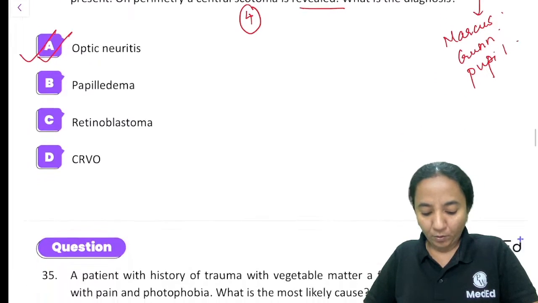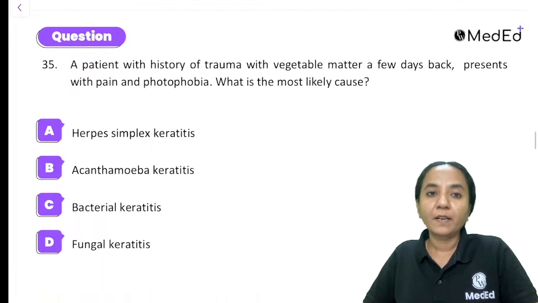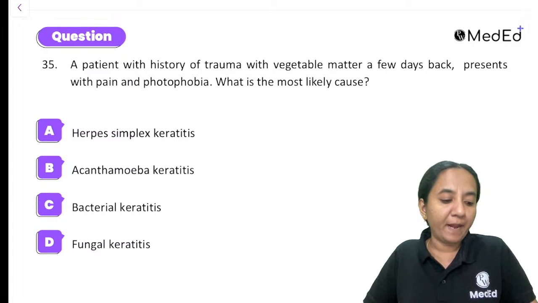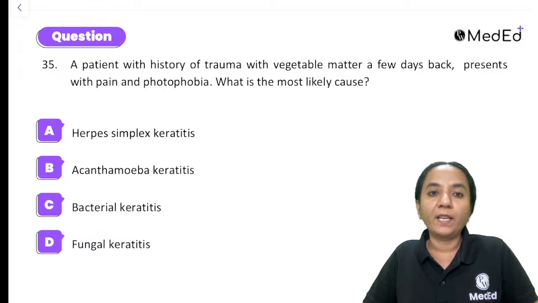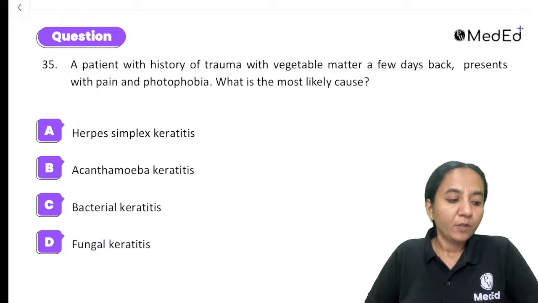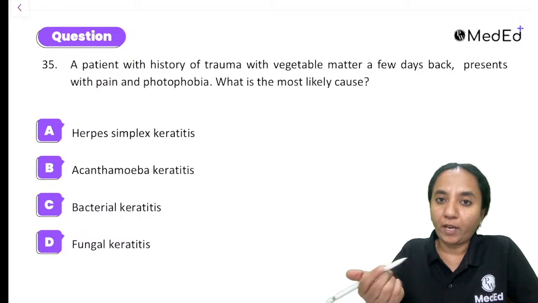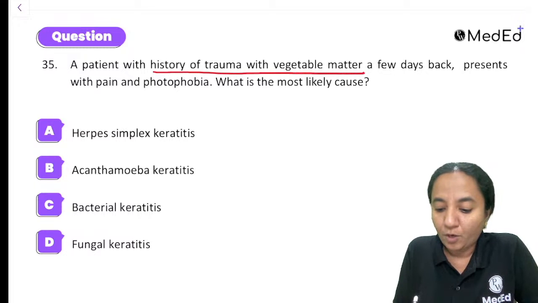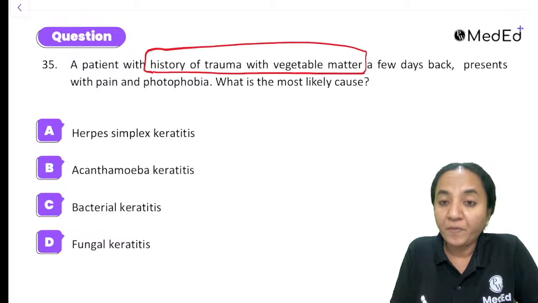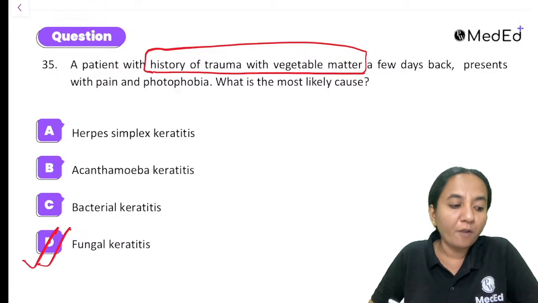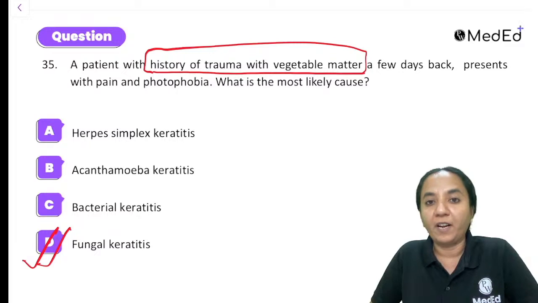Okay? Chalo. Let's go to the next question. A patient who has a history of trauma with vegetative matter presents with pain and photophobia. What is the likely cause? So this is a corneal ulcer, and which type of corneal ulcer is expected when there is a history of trauma with vegetative matter? History of trauma with vegetative matter points towards a diagnosis of fungal corneal ulcer or fungal keratitis.